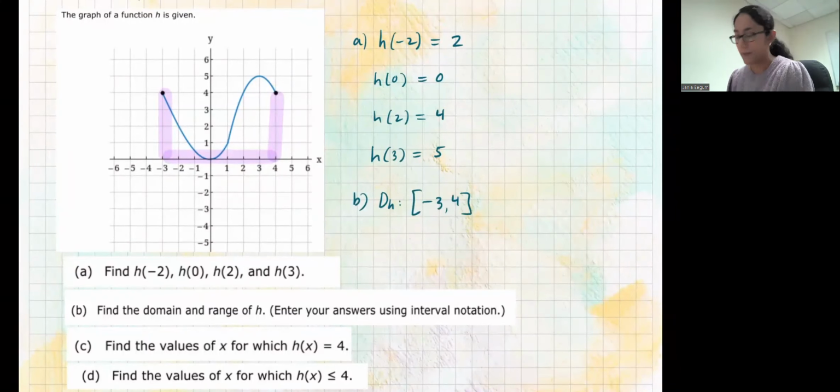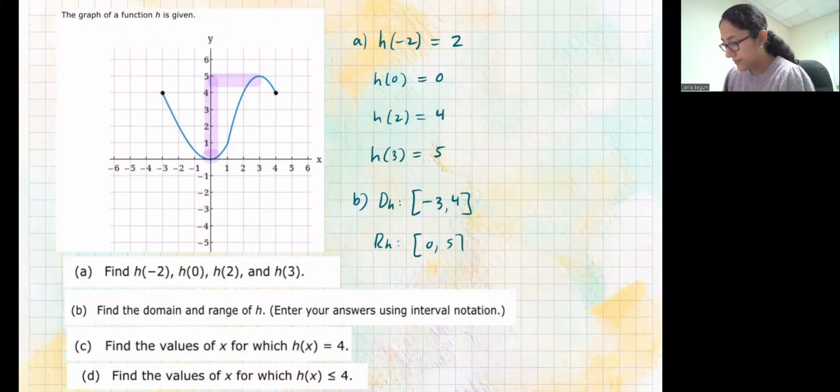So that's the domain. Now for the range of h of x, we're going to look at the y values. From the lowest to highest, the graph exists from here, and then you go along the y-axis and stop right there, because that's where the graph stops existing. So that means our range is going to go from 0 all the way to 5. So for range, you look along the y-axis.